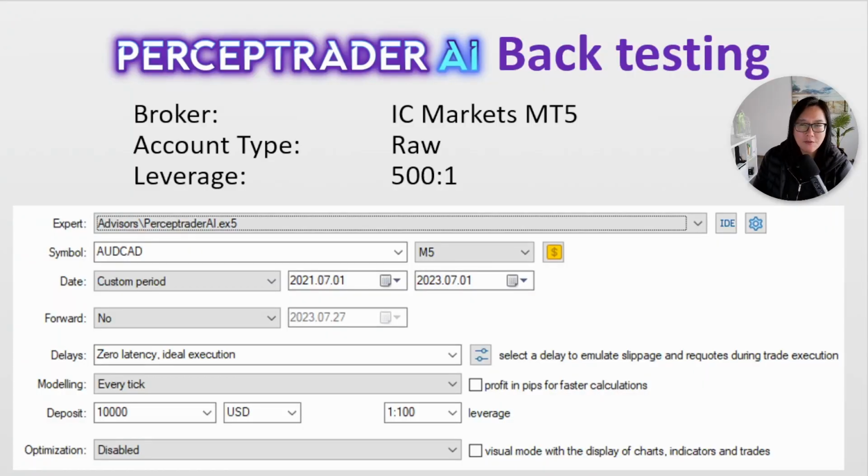I'll be doing lots of backtesting and tweaking these settings based on the ICM Markets MT5 terminal on a raw account, and the leverage will be 500 to 1, and the period will be the past 2 years. So every single test that you see here will be based on these trades right here. And I call this my baseline test.